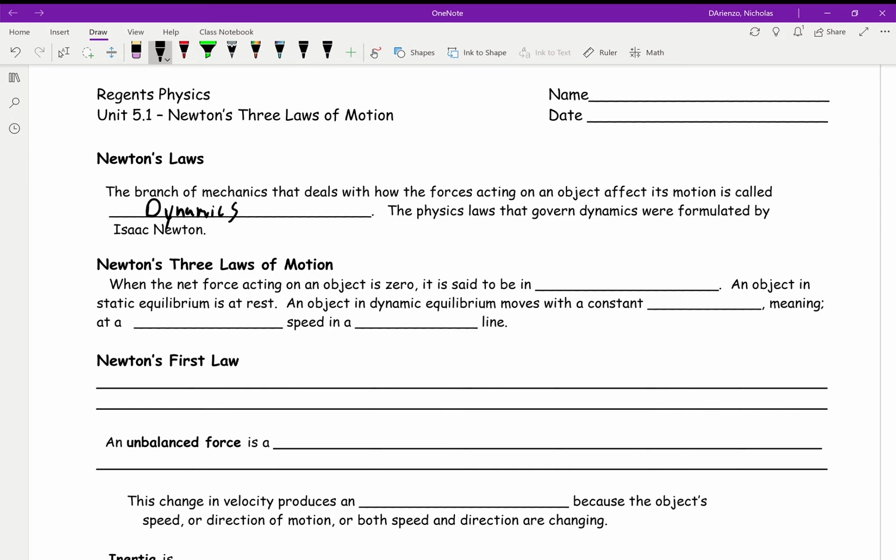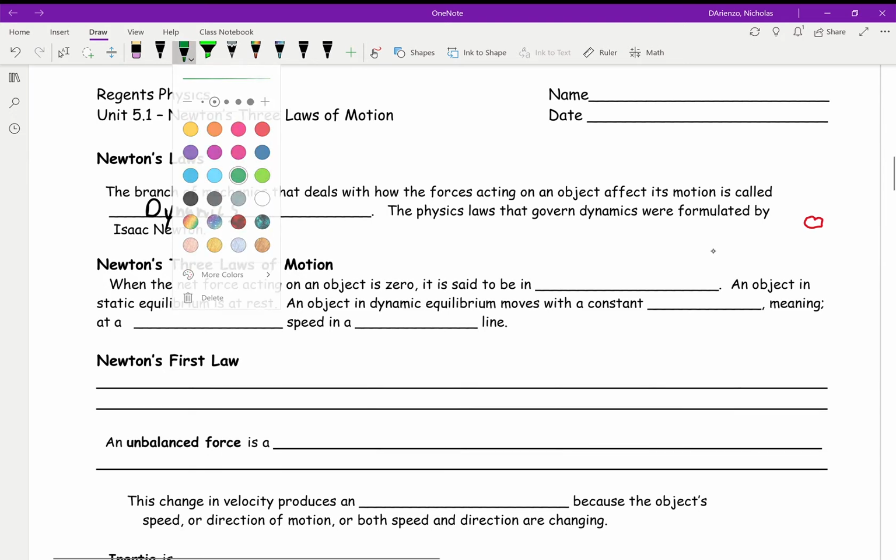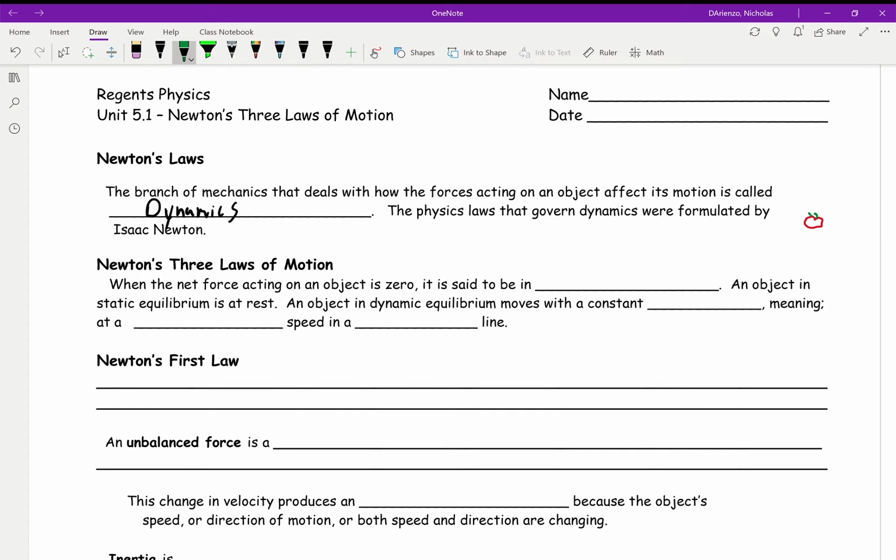It's different than statics, where statics deals with forces acting on an object that are not moving. Dynamics deals with forces acting on an object that is moving, or is going to be set in motion, or stopped in motion. And these laws were developed by the one and only Sir Isaac Newton, who had a particular fruit fall on top of his head that kind of gave him this idea that something is causing an acceleration of objects. Force, some type of force is causing this apple to fall out of the tree.